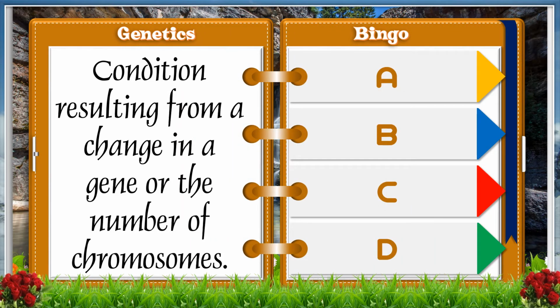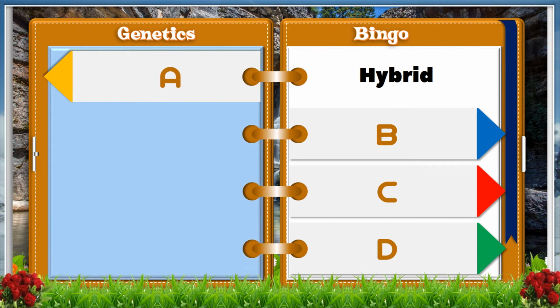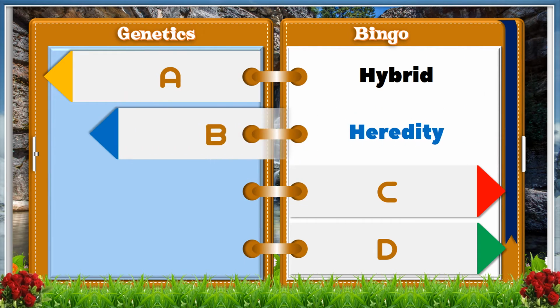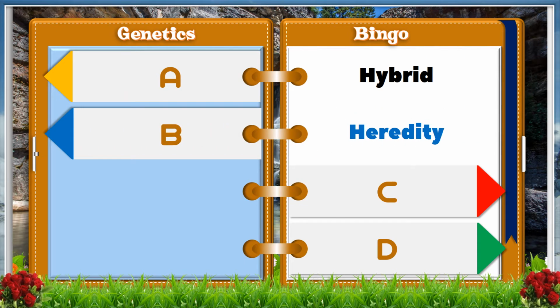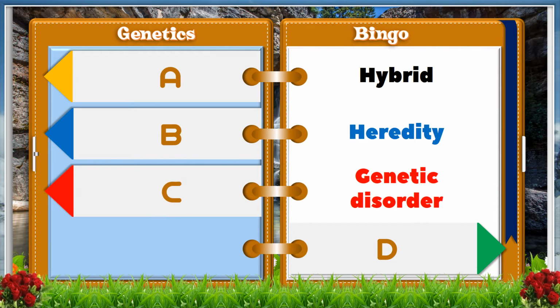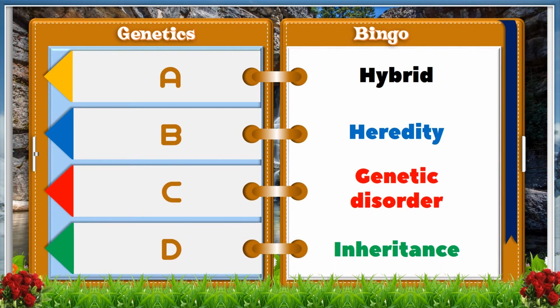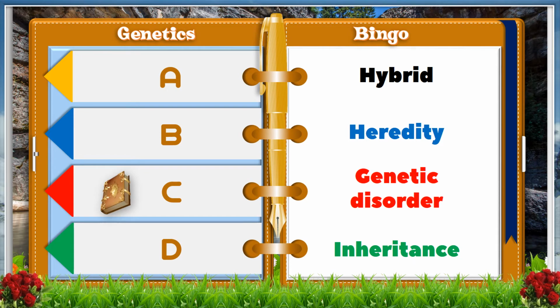Condition resulting from a change in a gene or the number of chromosomes. A. Hybrid. B. Heredity. C. Genetic disorder. D. Inheritance. And the answer is C. Genetic disorder.